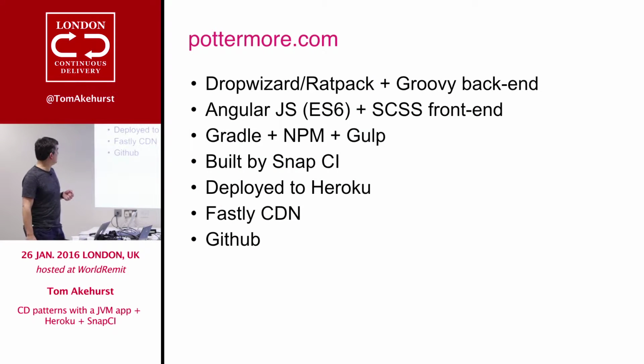Technology-wise, it largely consists of this stuff. It's a JVM backend, so we've got a Ratpack application and a Dropwizard application. There's quite a lot of front-end toolchain stuff. We're using ES6, which is transpiled down to ES5 in the browser. We're using SCSS to generate CSS. And we've got a big mashup of build tools: Gradle for wrapping everything up, and then NPM and Gulp doing the front-end bits. As I said, we use SnapCI for build and workflow automation, and we deploy into Heroku. We have Fastly CDN, and we use GitHub for source control. All fairly straightforward so far.